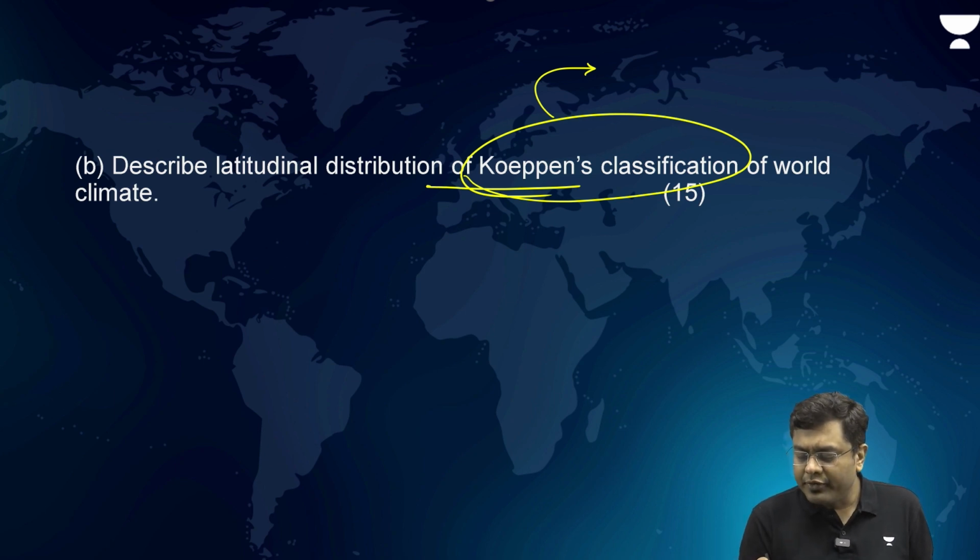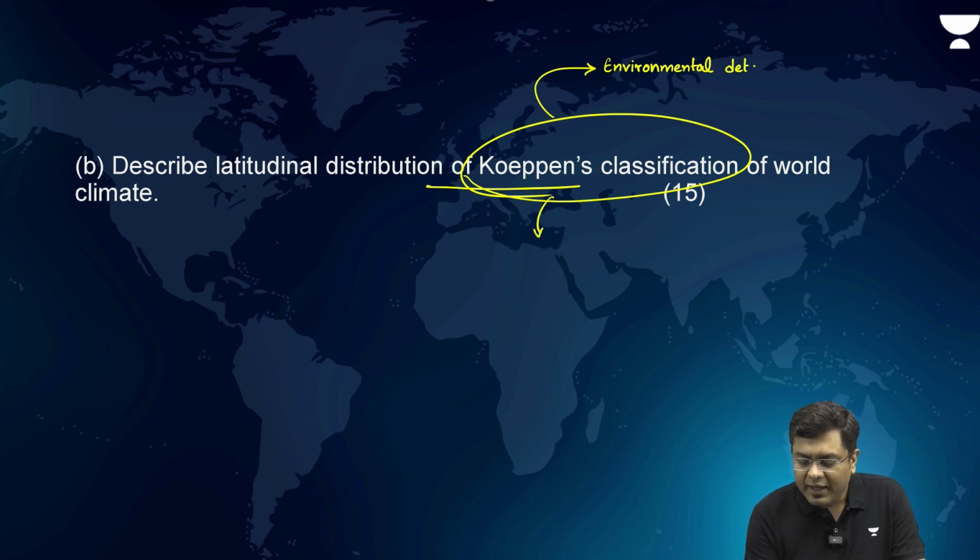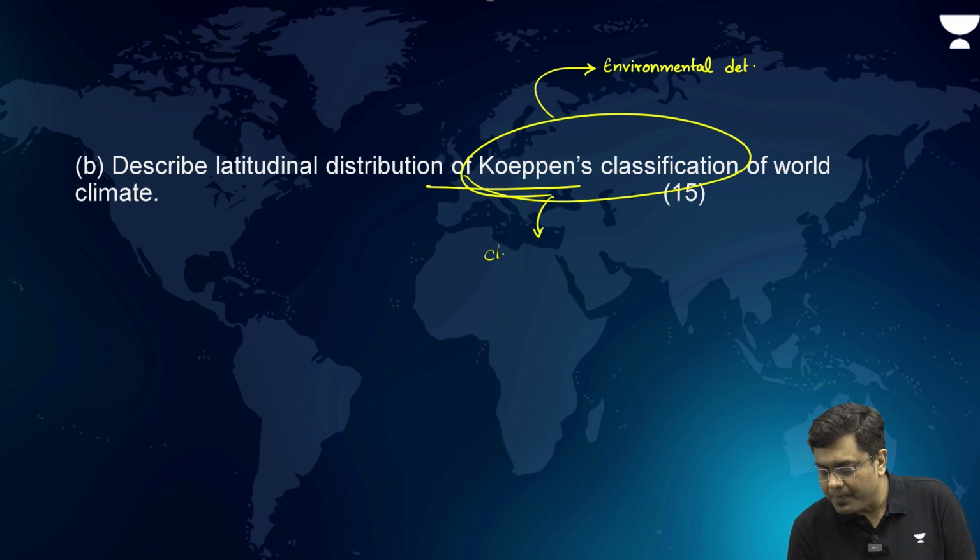So this was dependent on environmental determinism, right? So here, on the basis of classification of vegetation. Now the classification of vegetation, which was relied upon by Köppen, was given by Candolle.